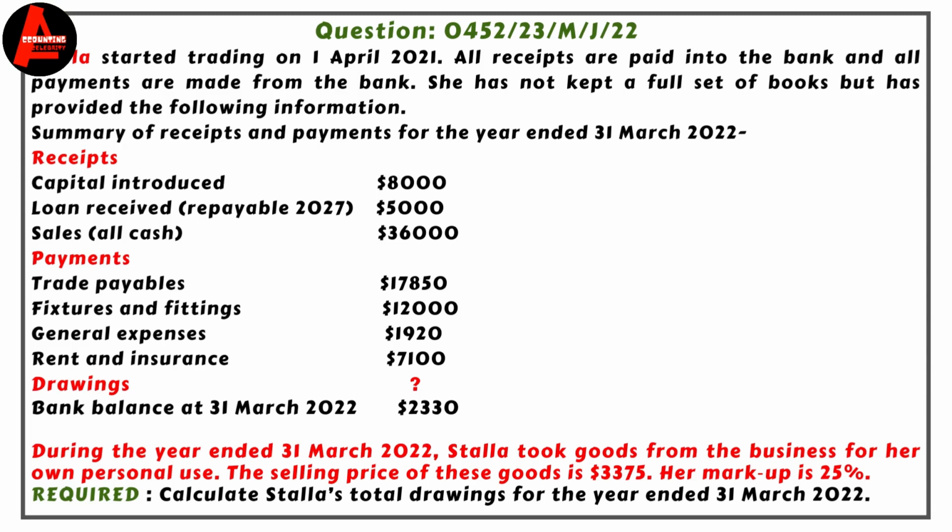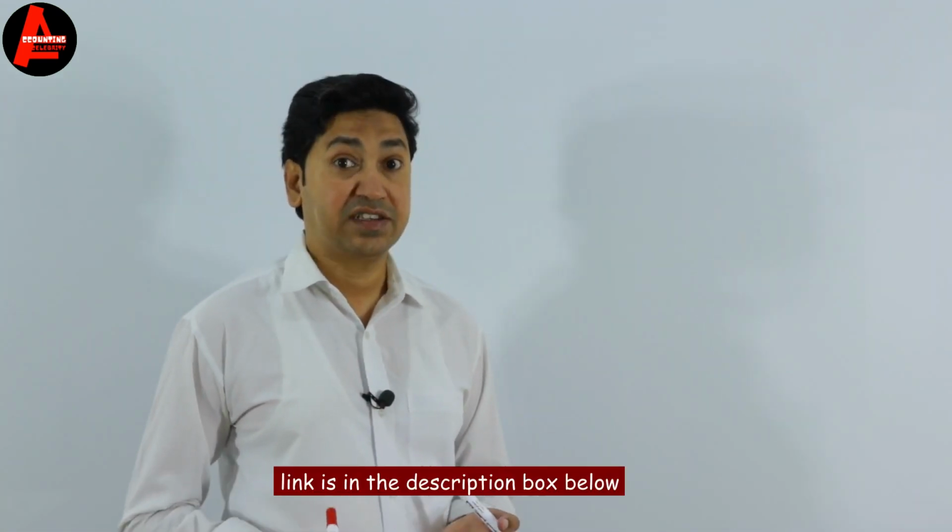During the year ended 31st March 2022, Stella took goods from the business for her own personal use. The selling price of these goods is 3375. Her markup is 25%. Our requirement is to calculate Stella's total drawings for the year ended 31st March 2022. Sometimes you have such types of questions, so if you understand properly, you'll be able to answer in your exam.